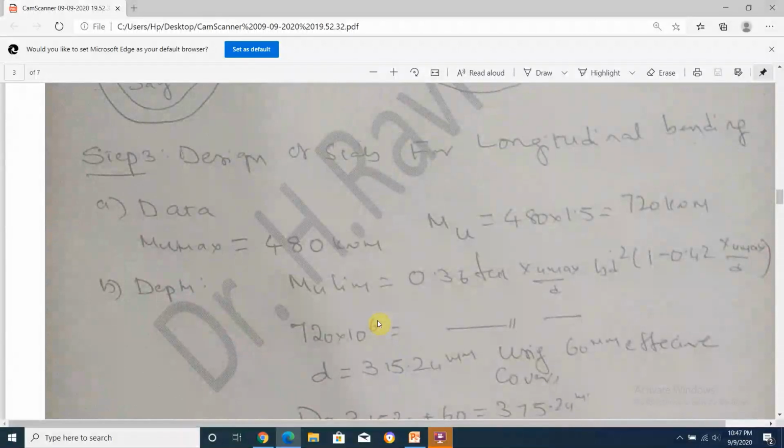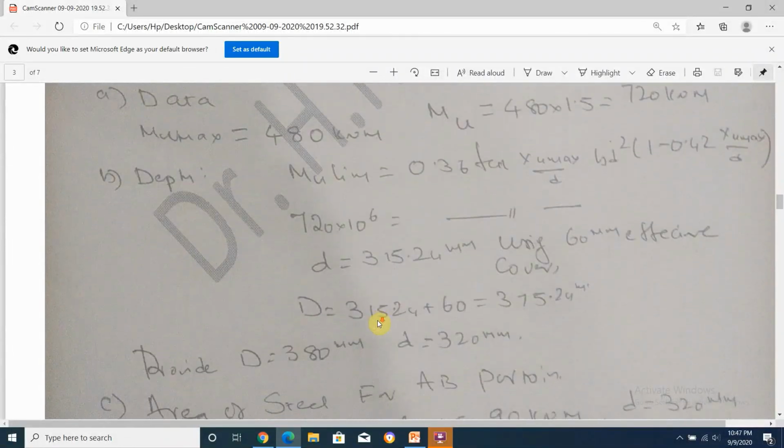So this is the flow chart, and later is the design. This we shall discuss in the next class.